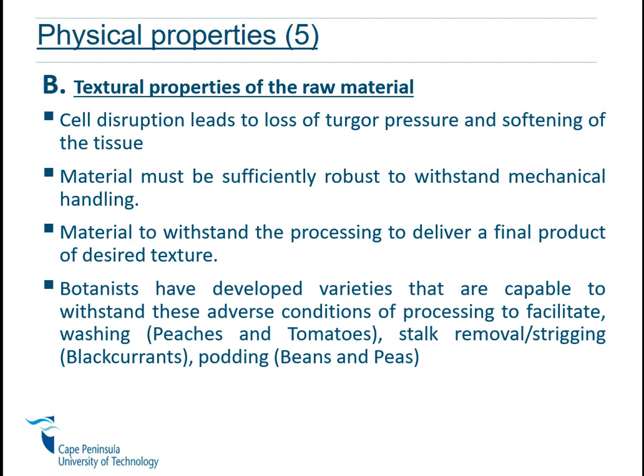So there are those of you who have done horticulture here in class, and some of you will know that botanists are the people that work with plants. They have developed varieties that are capable of withstanding these conditions of processing, to facilitate, one, washing. So there are special peaches and tomatoes which are designed to facilitate washing, especially in terms of the removal of the stalk, in black currants and in beans and pears again. Right, so these varieties are specially selected to withstand these properties.